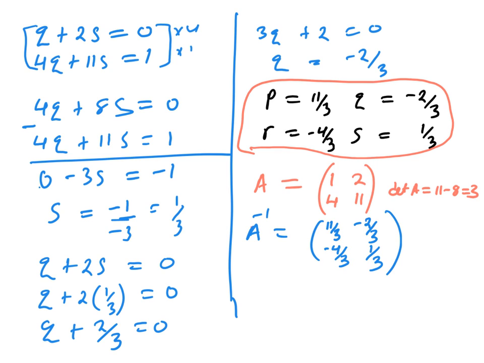So let's write our A inverse and feed in the values of P, Q, R, S. You discover that P is 11 over 3, Q is minus 2 over 3, and everything is over 3. And 3 is the determinant of the matrix A. So I want to pull it out, and I have this as 1 over 3. Remember scalar multiplication of matrices: each entry multiplies by it. So this is 11, this is negative 2, this is negative 4, and this is a 1.